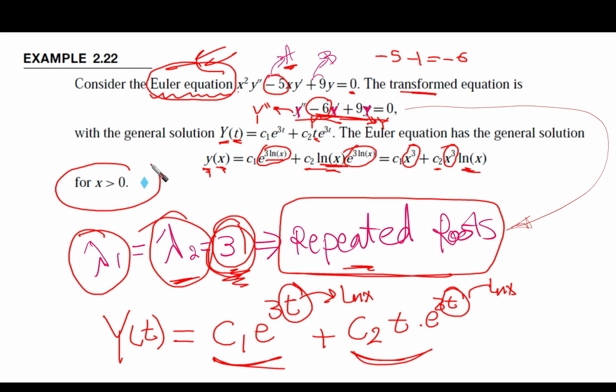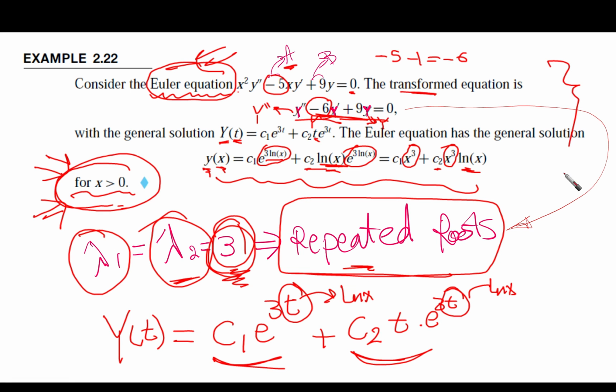For x larger than 0, we are talking about x larger than 0. Do not worry about x less than 0. We can adjust it. Once we obtain the general solution for x larger than 0, then for x less than 0 it will be adjusted with small modifications. So do not worry about x less than 0. Okay? So this is the main idea for this example.